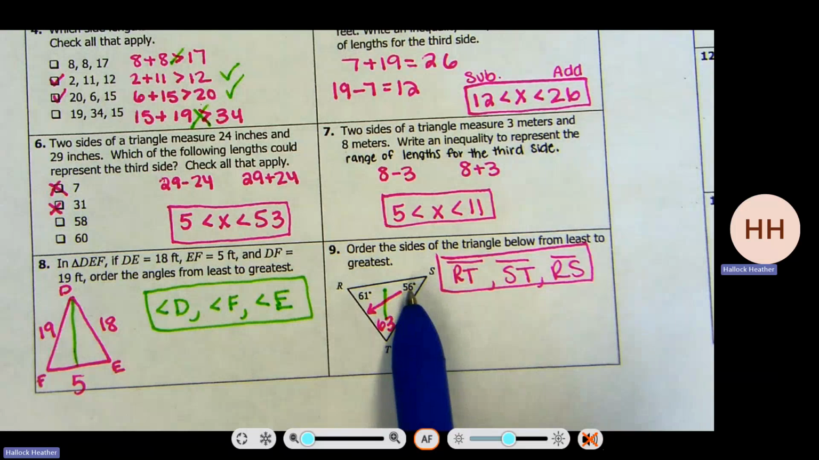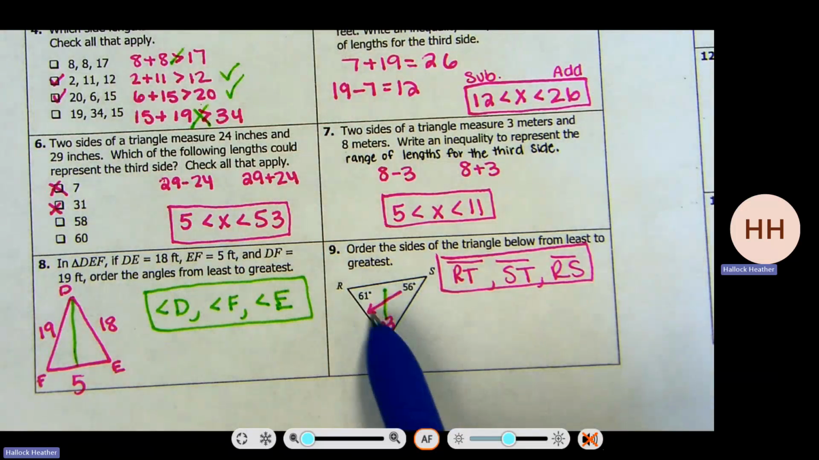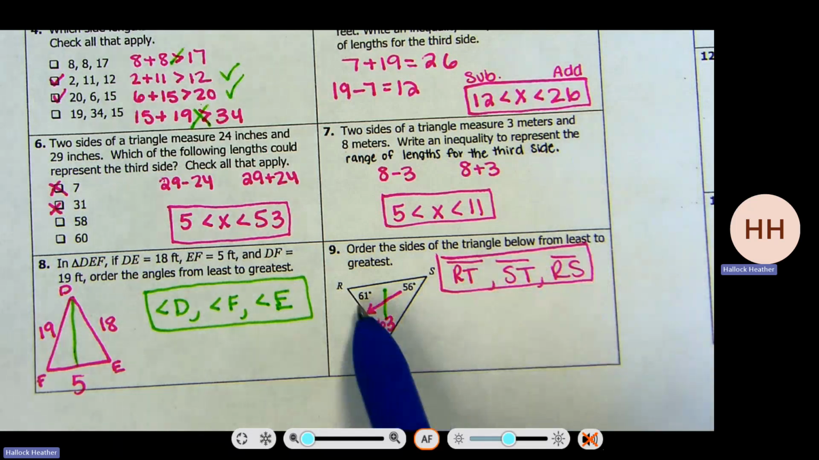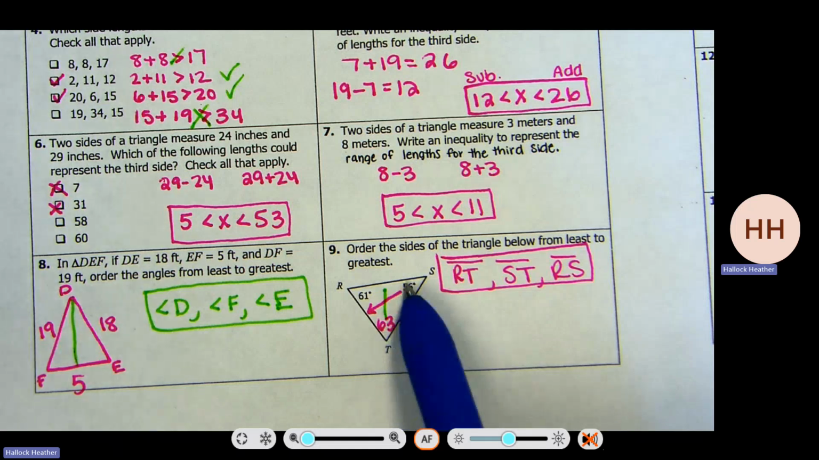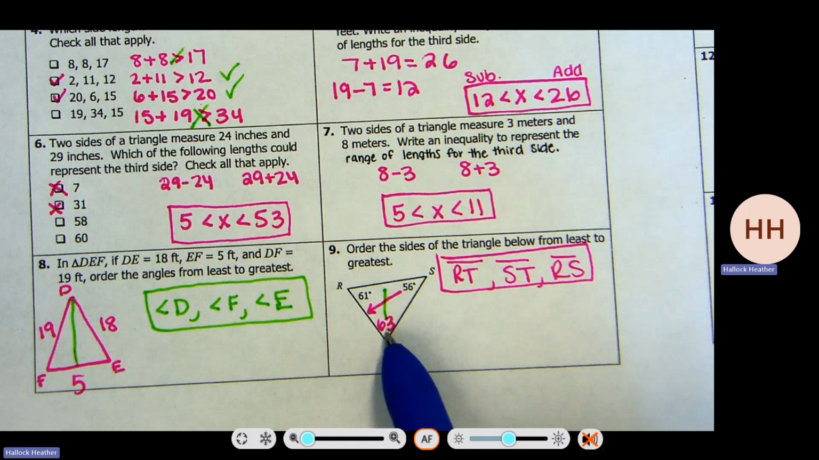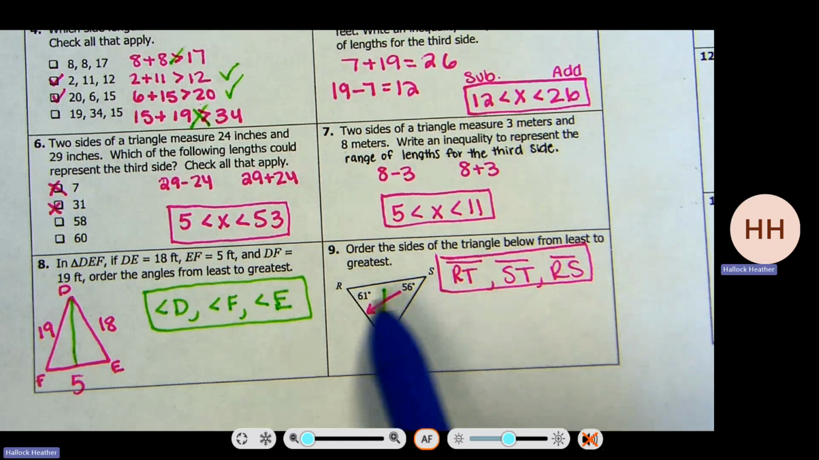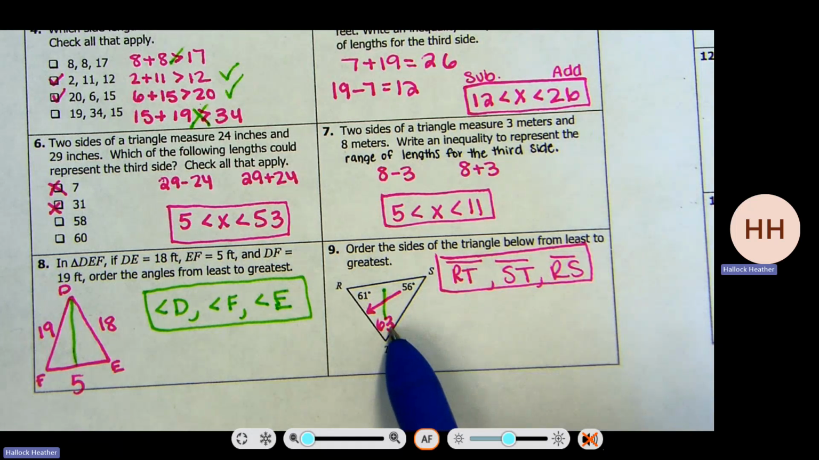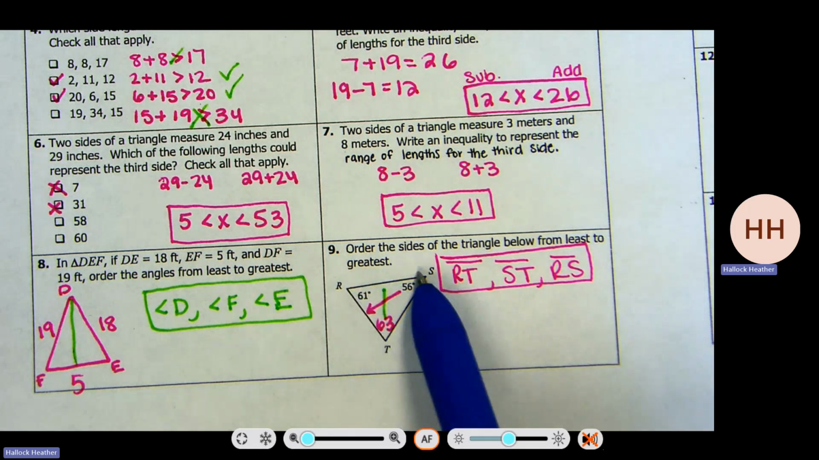So this is kind of the same thing backwards. You're given the angles. You need to know from least to greatest the sides. So if I find the missing angle, that's 63, and then I need to figure out the shortest side. The smallest number in here is 56, so across from 56 is RT. The next smallest number is 61, that's across from ST. And then the biggest angle is 63, and that's opposite of RS.